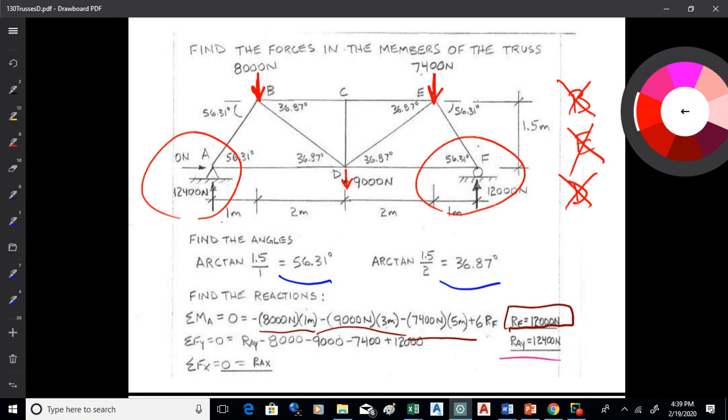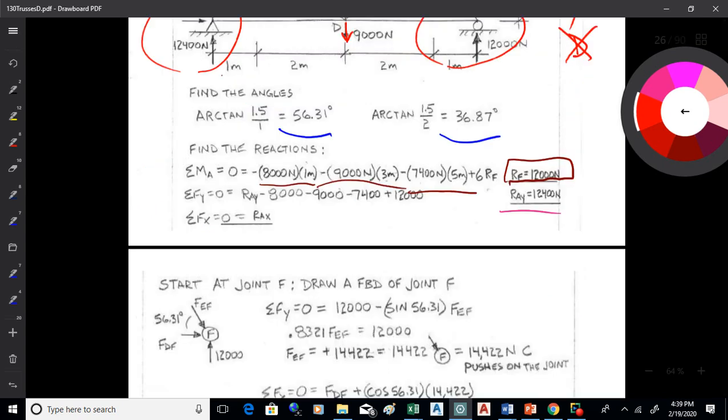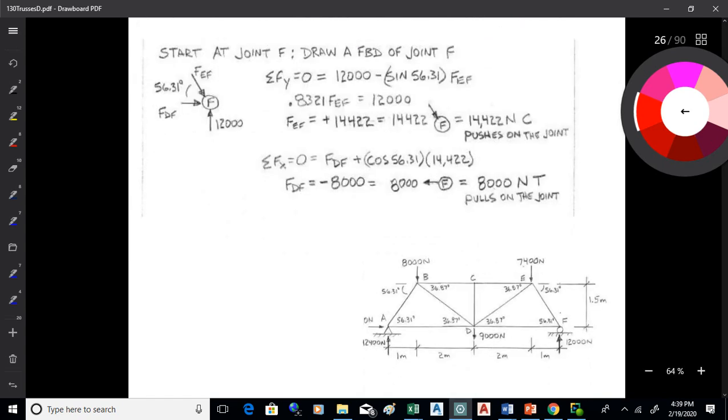I think I started at F. So let's have a look at F, and let's look at the systematic way we would do this. I'm going to start at joint F. My goal here, after I found the reactions and the angles, is to find the forces in all the members. So here's how I do that. I'm going to cut a free body diagram out like that. So I've got DF and EF, and I've got that reaction of 12,000.